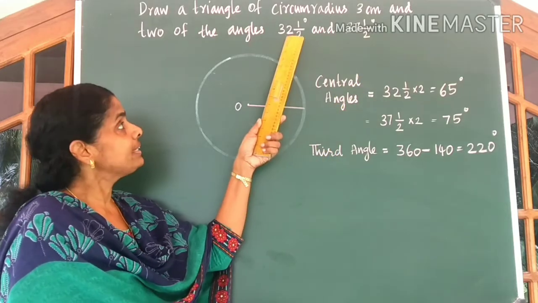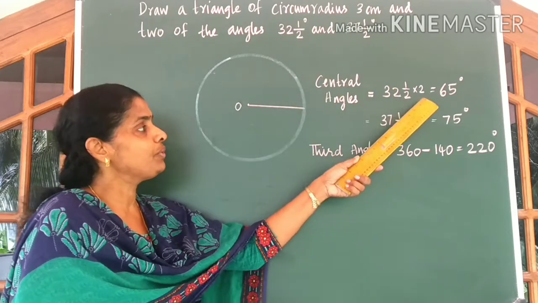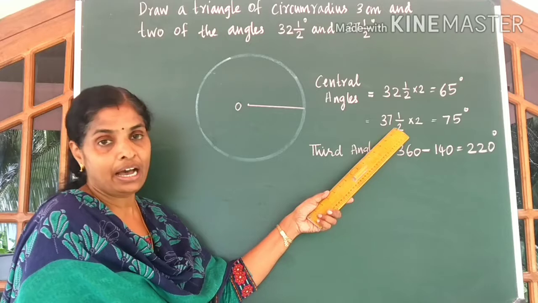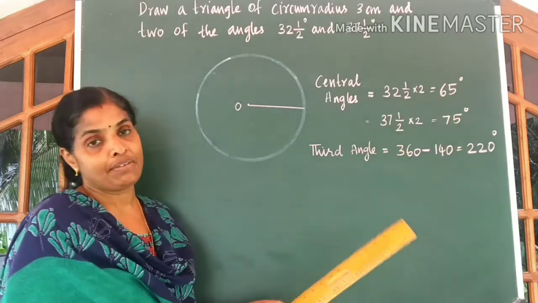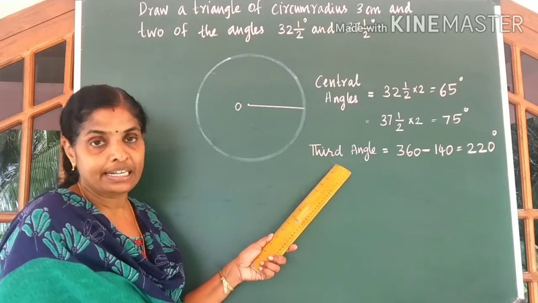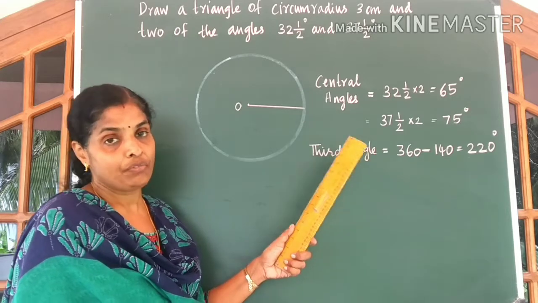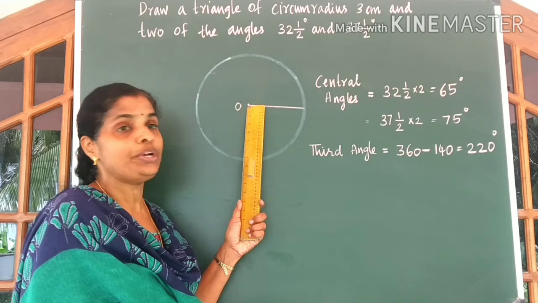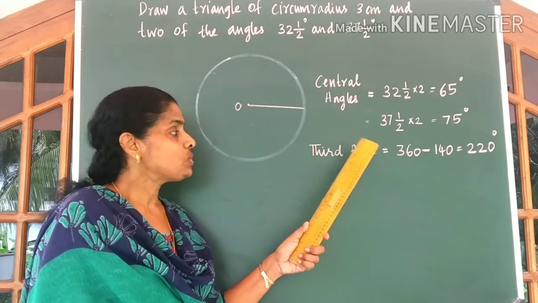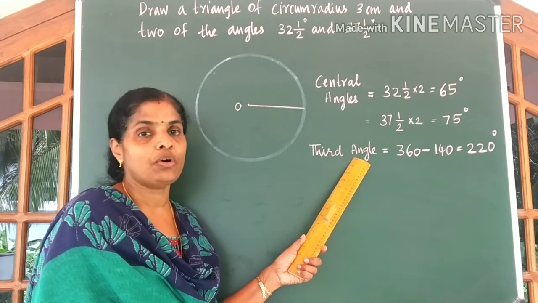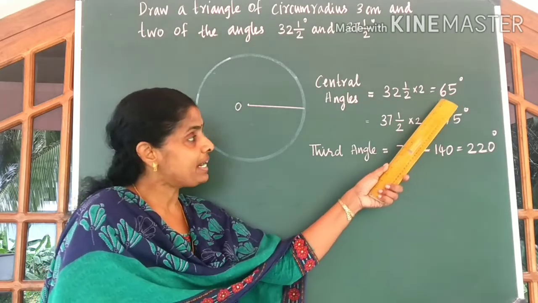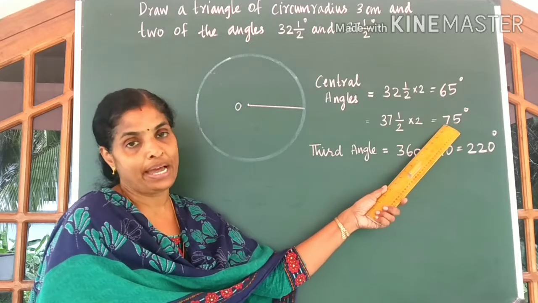angles are 32.5 into 2, 65 degree. 37.5 into 2 gives you 75 degree. So what is the third angle? Third angle would be, we know angle around a point is equal to 360 degree. So to get the third angle, what we have to do? From 360 degree, subtract the sum of these two angles.